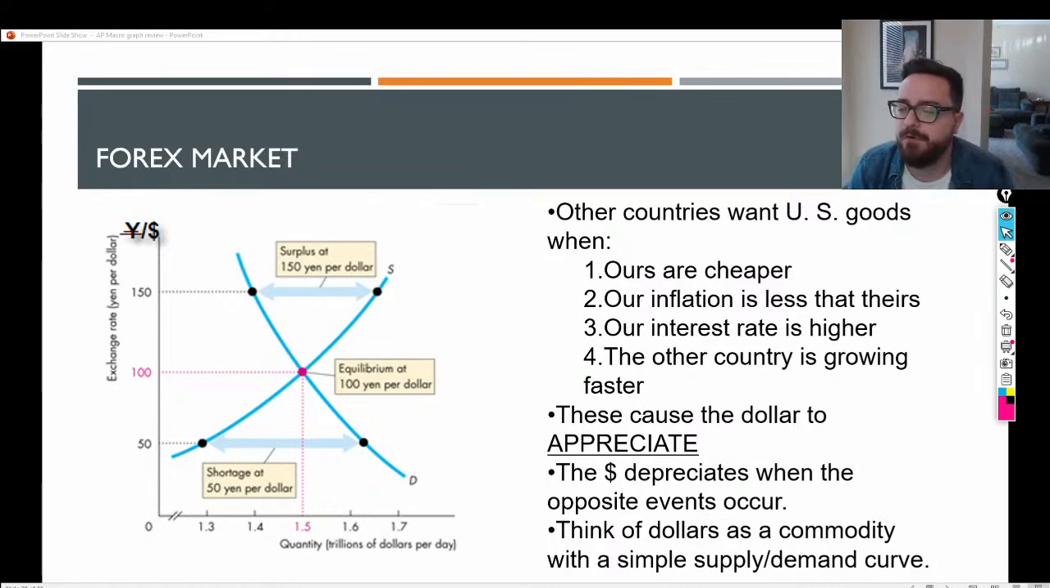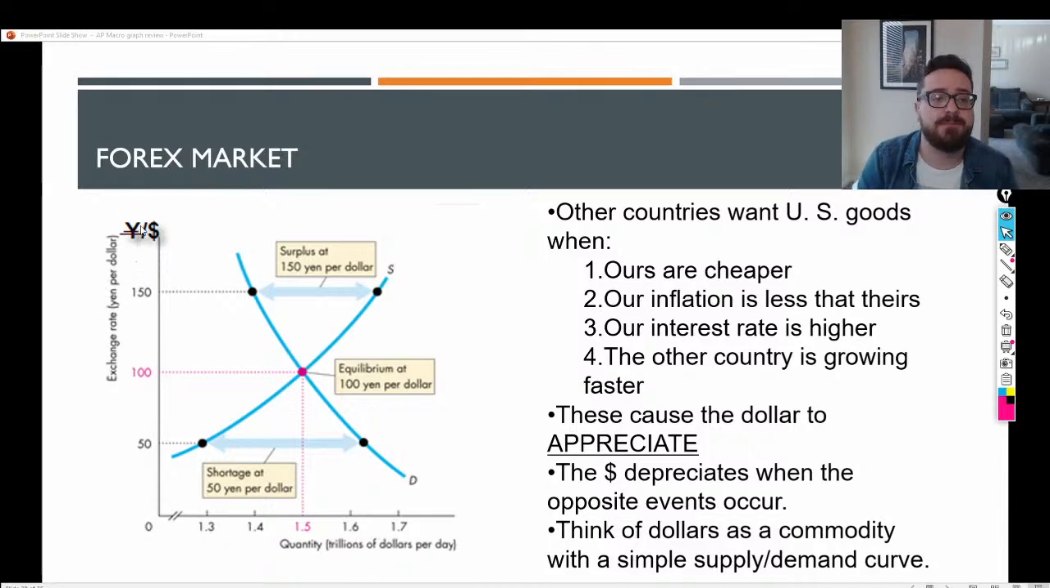Okay, Forex market, here we go. I made this graph, you don't always have these different dots here. This is just to show you that you can have surpluses and shortages on this market, which is accurate. So the Forex market is the market for a currency. The way it always works, it is the quantity of a currency. So in this case, it is quantity of dollars, and the exchange rate.